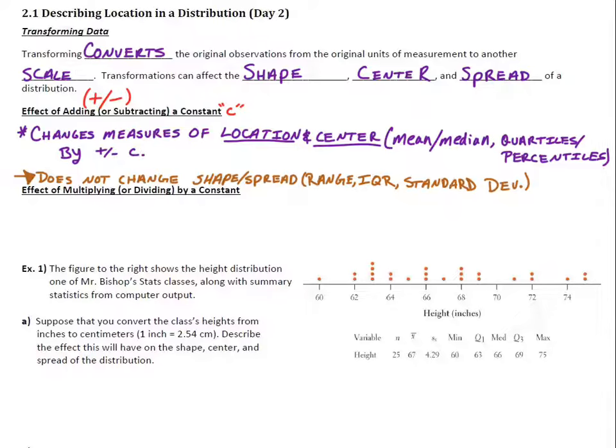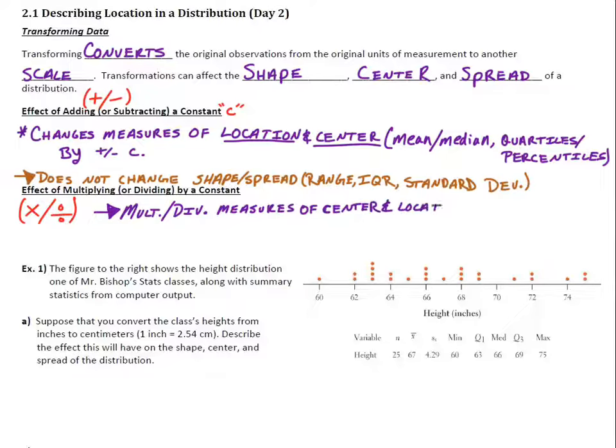So what about multiplying by a constant? So we'll use C again. So if we're multiplying or dividing by a constant, it's pretty much what you would expect. You multiply or divide all the measures of center, so they just get multiplied by that constant. We're going to say C again, so you multiply or divide measures of center or measures of location. Multiply by C.